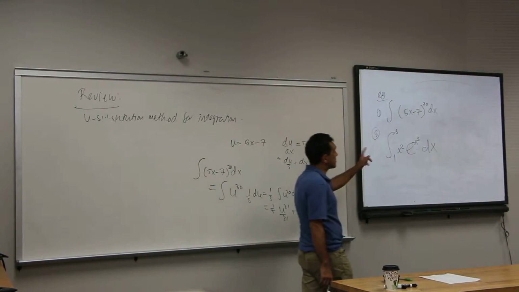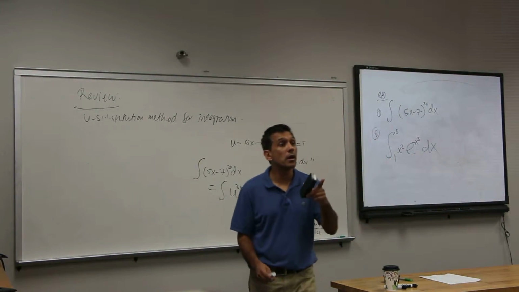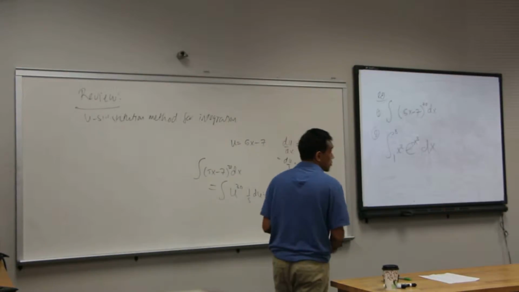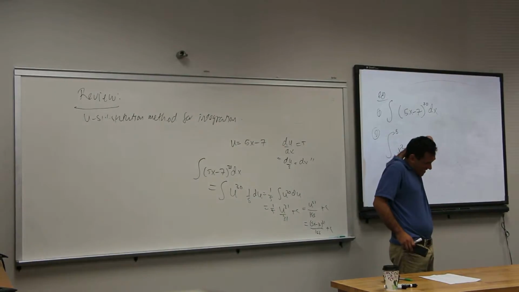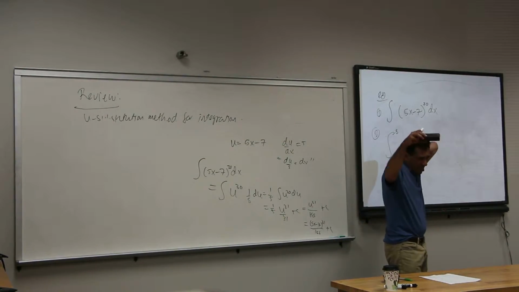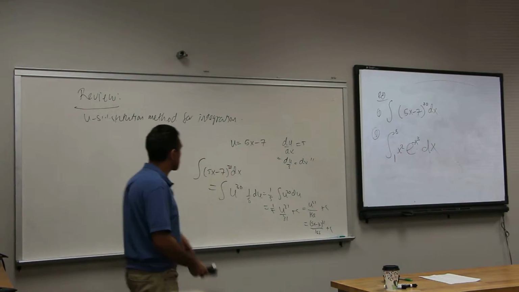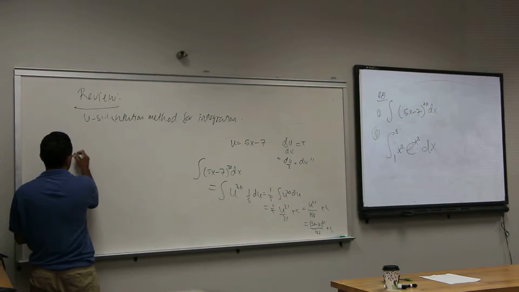What was the correct substitution here? Negative x cubed. That would be fine, perfectly acceptable, you could do that. So I want to find first the anti-derivative. I'm not going to change the limits of integration. So we want to find first the anti-derivative of this.